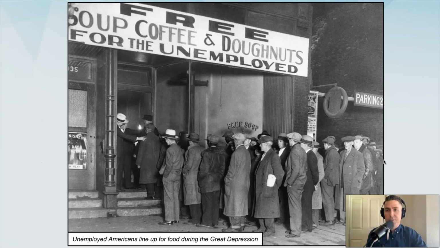So why don't we dive into the first one? The photo that you see here was taken during the Great Depression. If you look closely, what do you see? You see a bunch of men. They're all lined up. They're going into this building, and it says free soup, coffee, and donuts for the unemployed. Now, that's a lot of people who are unemployed right there.